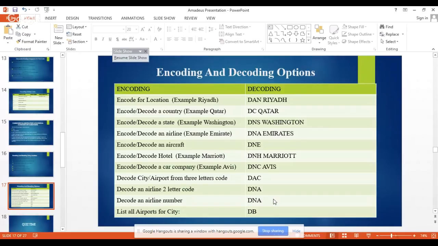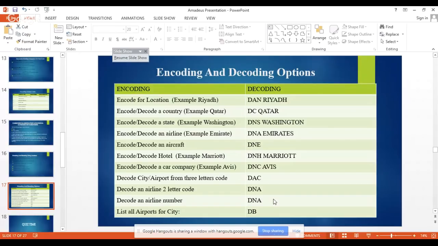Then you type the airline code. Let's say what you have there was KQ. To be double sure, you just type DNA KQ. Whenever you enter, it will give you Kenya Airways. Then to decode an airline number, it's also DNA. Just type it in there, put the number, and it will give you all the information you need.